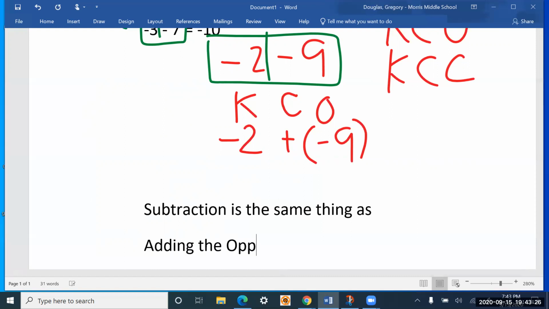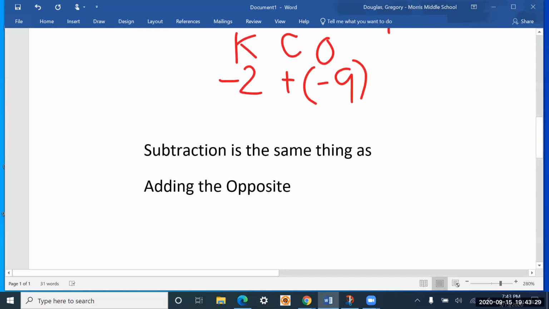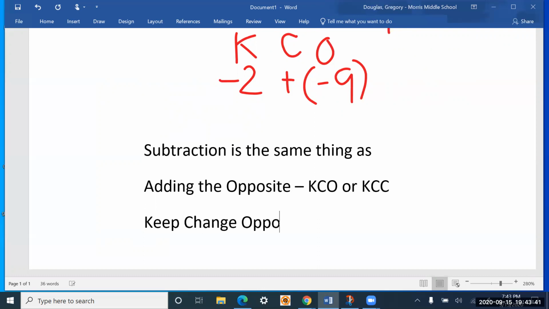Adding the opposite. So because of that, we're going to use, and I'll put it up here, KCO or KCC, it's the same thing. Keep, change, opposite. Or I'll put change because you're just changing it. So you keep the first number, change the math operation from subtraction to addition, and then you change the number from a positive number to a negative number. So that can help you in any of those situations.